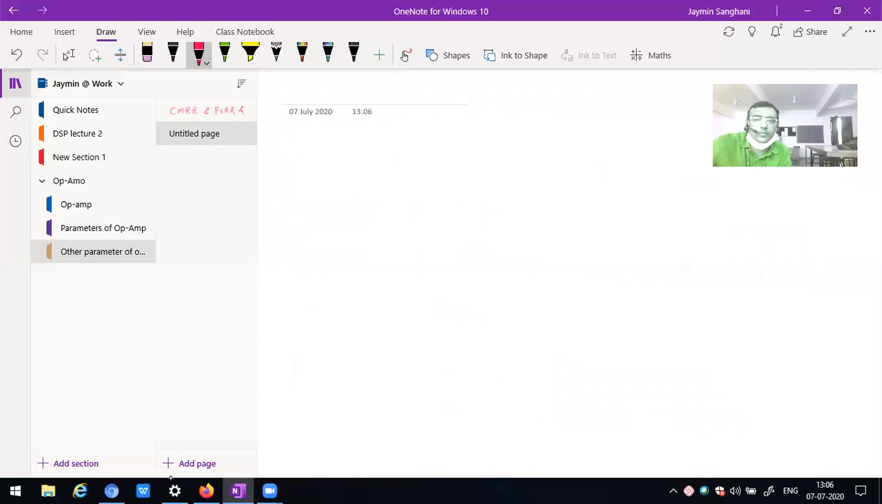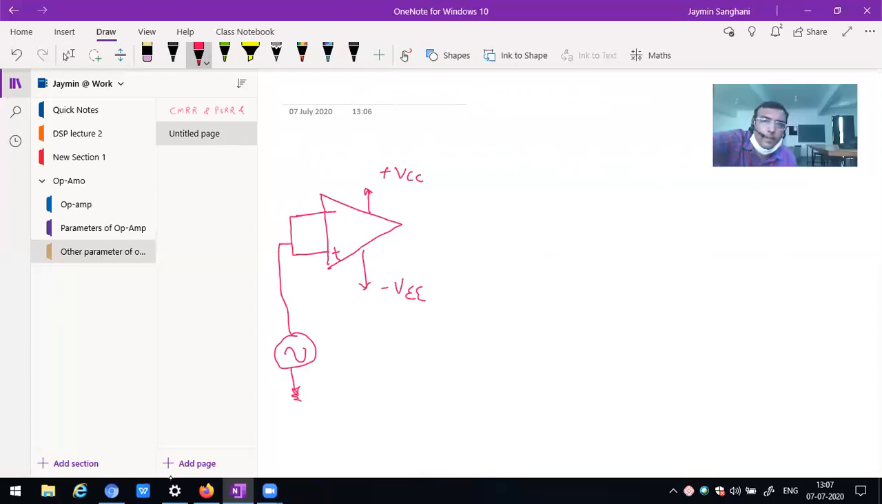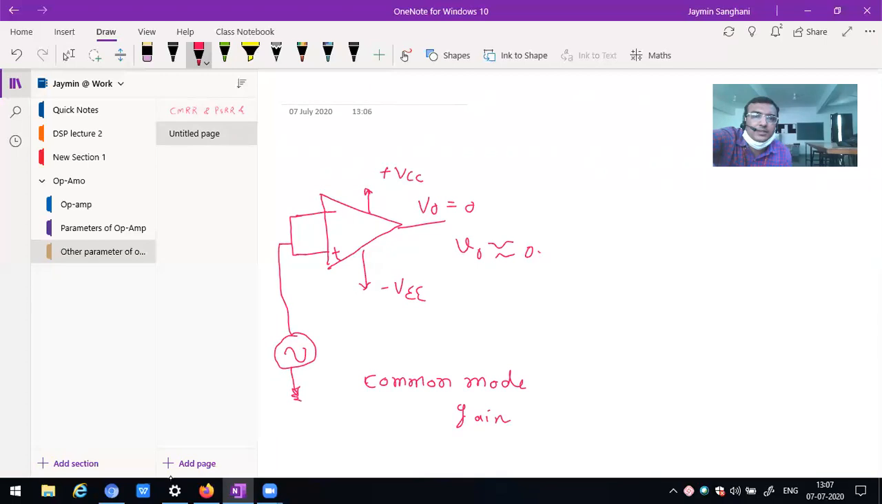Now, what is the meaning of common mode gain? Here at the terminals, in the examination please carefully write plus VCC and minus VEE, otherwise you will lose the mark. This can be considered as a common input, an AC source applied to both terminals. So here we get V0 equal to 0, which is known as common mode gain. Why? Because the common signal is applied to the inverting terminal and non-inverting terminal of the op-amp.